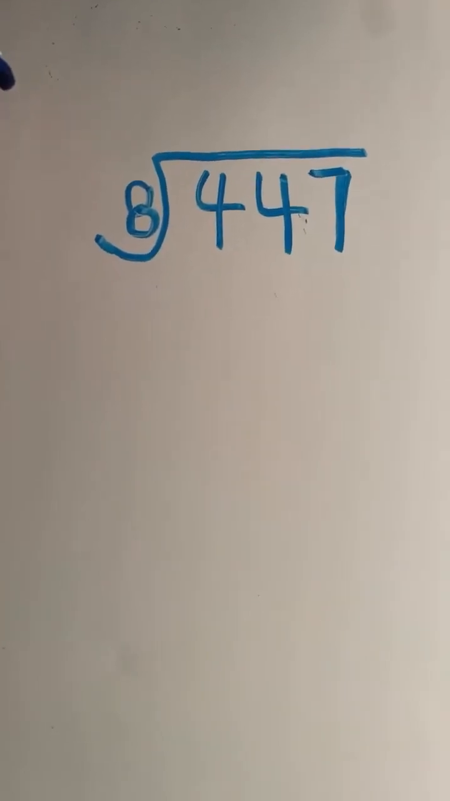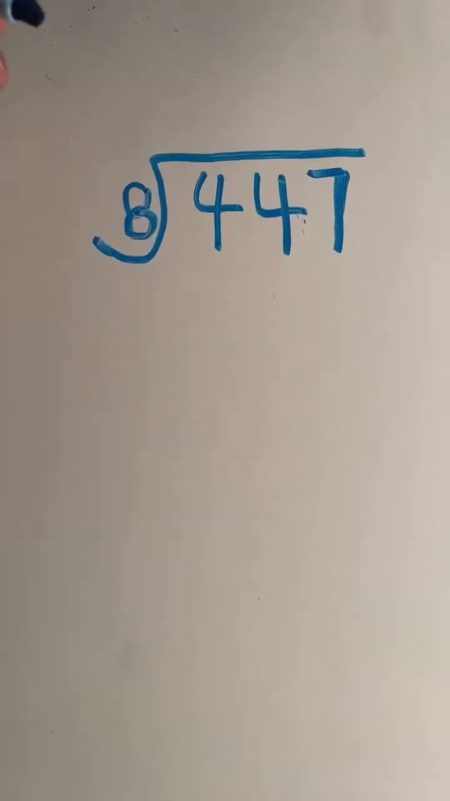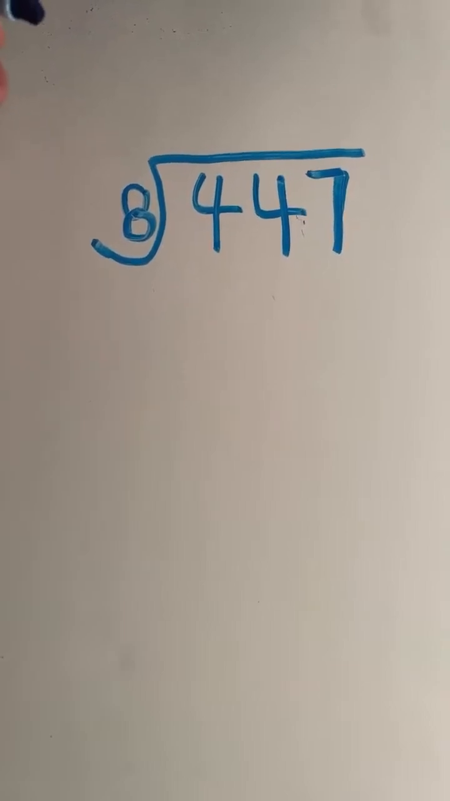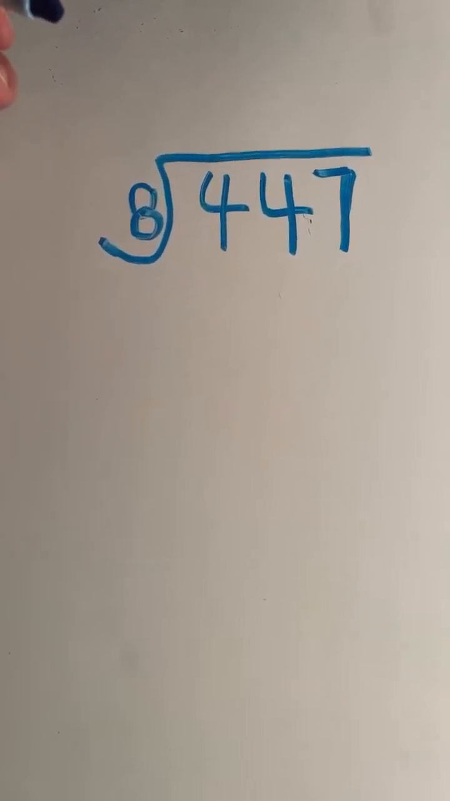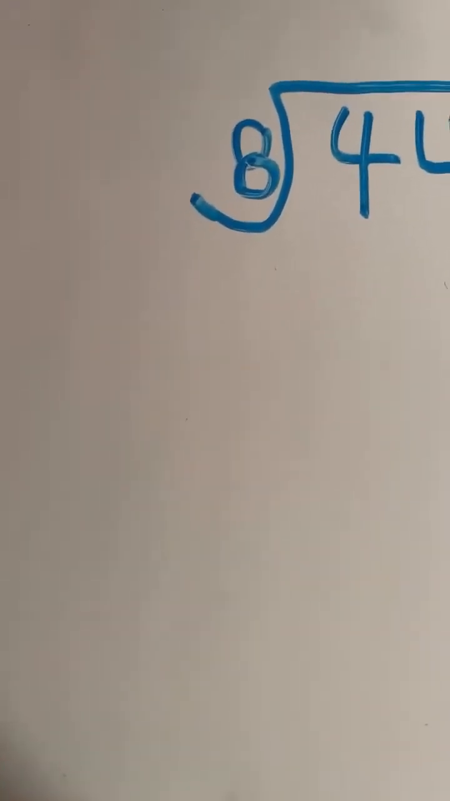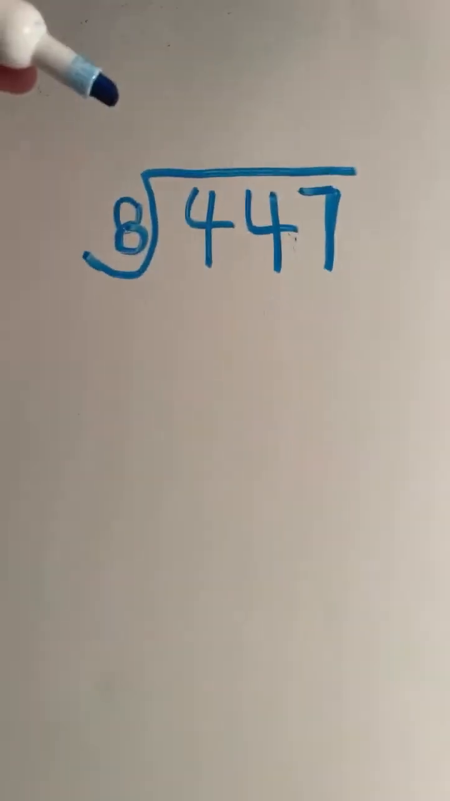So 447 divided by 8. We're looking for the number within the square. We want to divide by the smallest number possible. The rule is the number inside the square has to be equal to or bigger than the number outside the square. So 4 is too small. We cannot do 4 divided by 8 because 8 is bigger than 4.